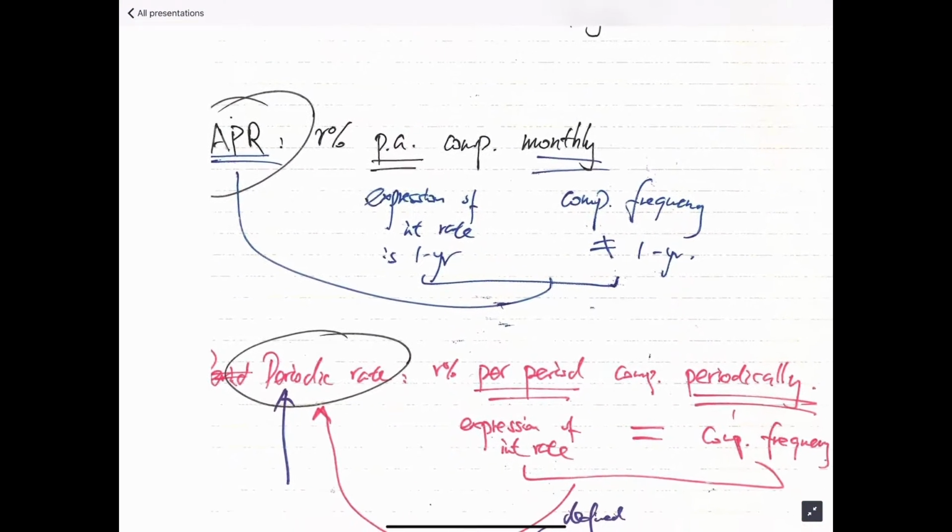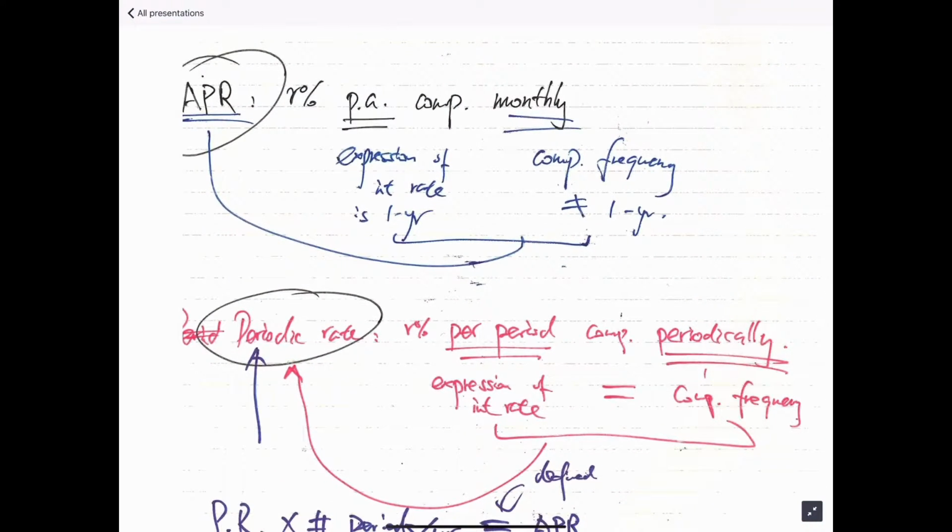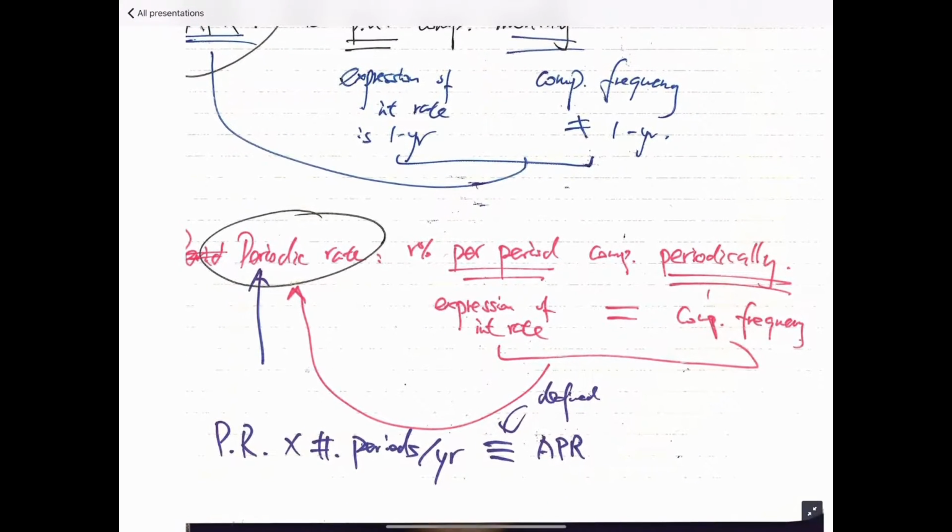And why is that important? Well, because we know that we cannot use APR. We have to use the periodic interest rate. And the periodic interest rate here is just R% per period, compounding periodically. So here, the importance, the link is that the periodic rate times the number of periods per year defines the annual percentage rate. So which means APR equals the periodic rate times the number of periods per year. And that's a quick math people can do in their head.